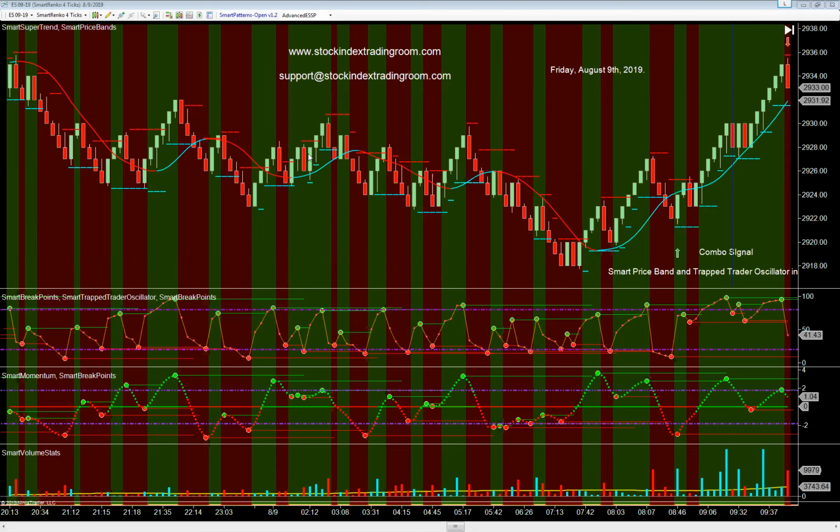Our reversal on our Smart Renko bars, our large bars, our reversal bars are 8 ticks in length in this chart, and our continuation bars are 4 ticks. So every time you see a small continuation bar after a reversal bar, that's 1 full point in the ES.